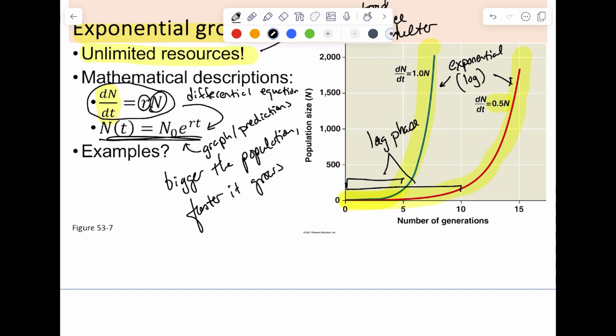So what things go through exponential growth? Bacteria, definitely. What else? Humans, good job, yes. What else? Cats, that's right, yes. Shoes in your closet, yes, that's right, uh-huh. How about elephants? Can elephants undergo exponential growth?